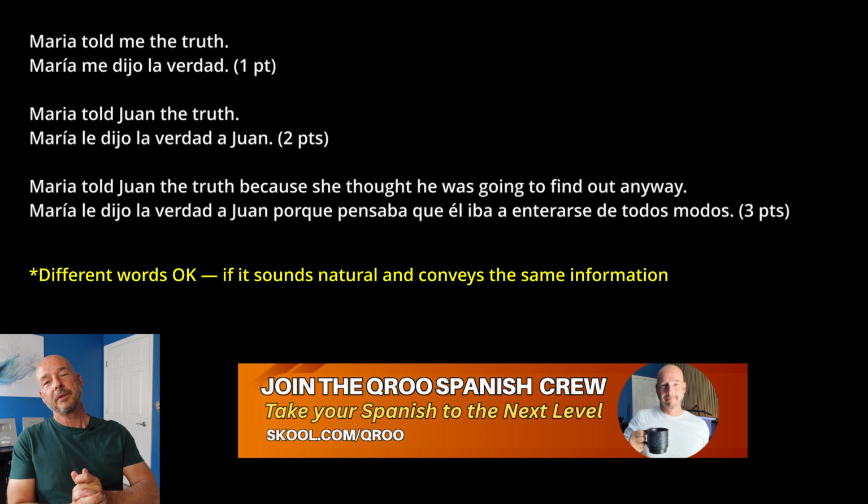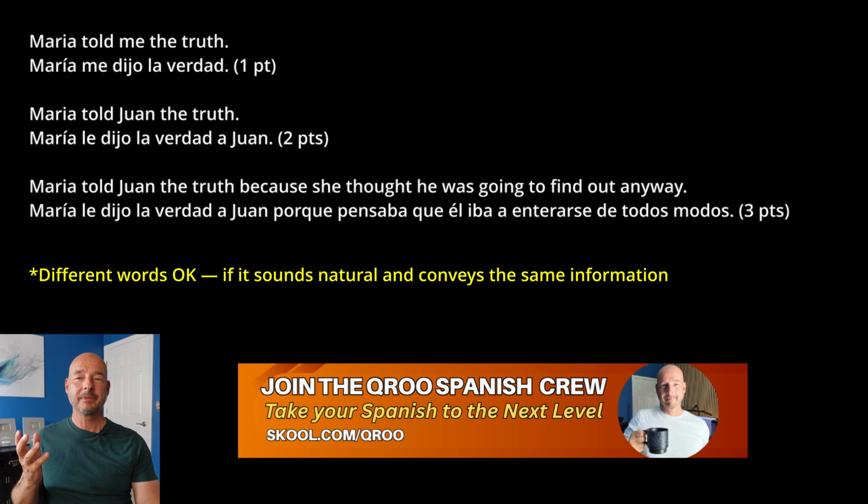Let's talk about a couple of the points on the advanced one. It uses pensaba, the imperfect tense, because we're describing Maria's thought process at the time she told him. You know, she was thinking this, and that's why it came out. It's setting that background mental state. And that brings us to round 9.